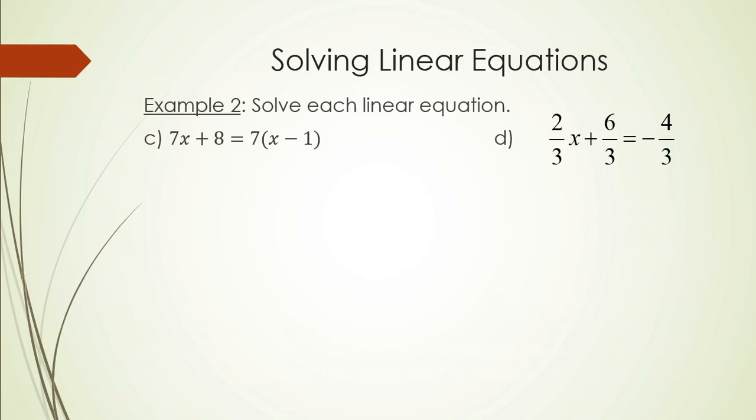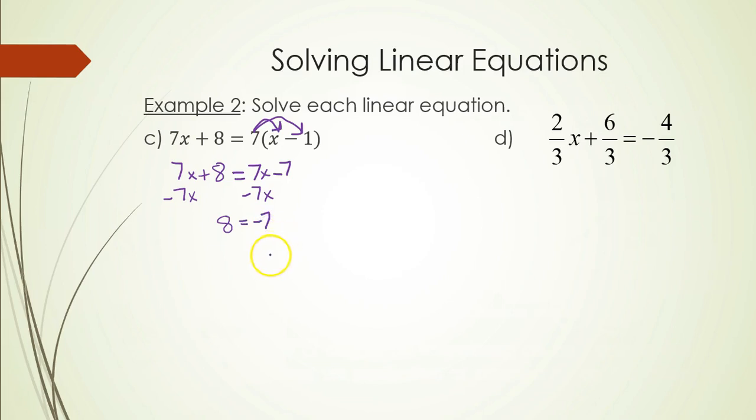Part C. We finally have a chance to distribute the 7 to the set of parentheses that follows. 7 times in parentheses x minus 1. This will give us 7x plus 8 equals 7 times x is 7x. 7 times negative 1 is minus 7. We have variable terms on both sides of the equation. There's a 7x on the left, a 7x on the right. The moment you go in and subtract 7x from both sides of the equation, you'll get the following.